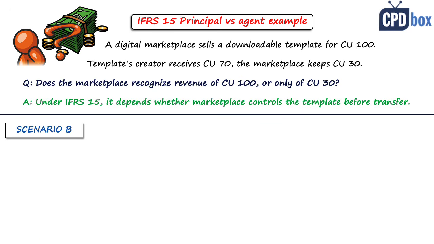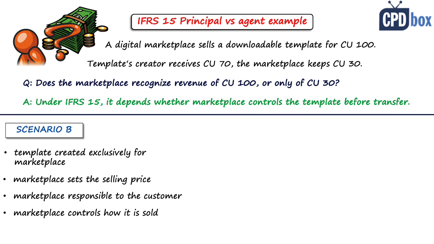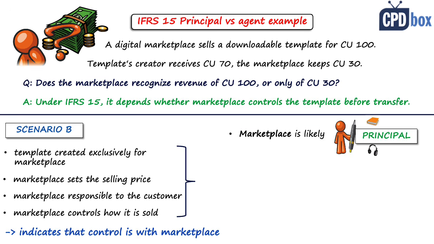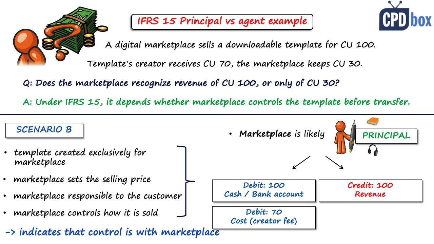Let's change the situation a bit. Scenario B. Now assume the template is created exclusively for the marketplace. The marketplace sets the selling price. The marketplace is responsible to the end customer with regard to updates and some services. And the marketplace controls how it is sold. And these are the indicators that control of template is with marketplace before it is transferred to the end customer. So marketplace may be a principal. And therefore, the accounting would be debit cash with 100, credit revenue from digital products with 100, and then separately debit cost of creator fee 70 and credit payable to creator of 70.